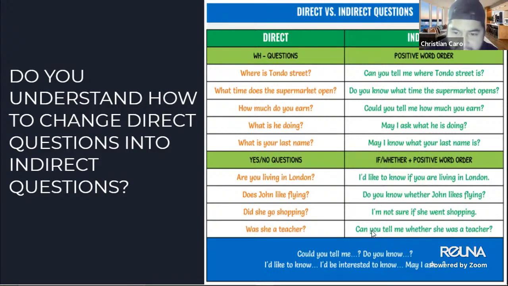And finally, can you tell me whether she was a teacher? Same thing, you know. Can you tell me whether she was a teacher or not? So you really want to know in this case, yes or no. All right.